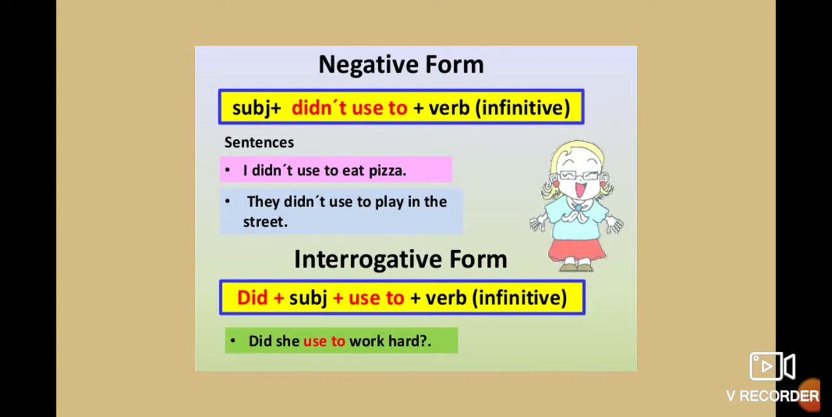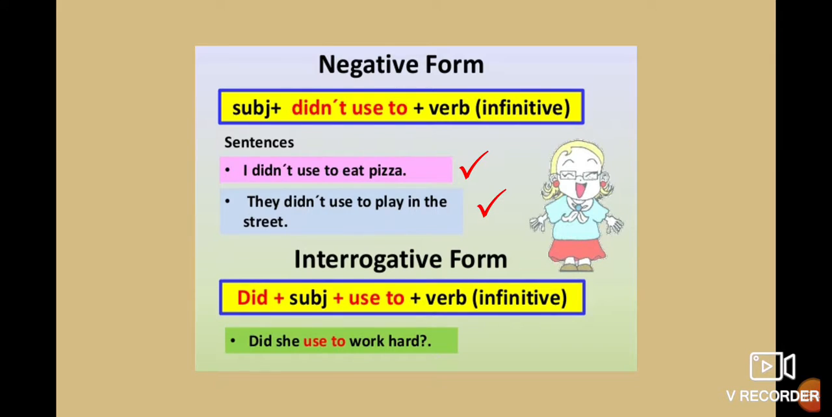Negative form. Okay, we use the subject, didn't used to, that is the expression in negative, and then you have the verb in infinitive. For example, I didn't used to eat pizza. Okay, I is the subject, didn't used to is the expression, and then we have the verb in infinitive, that in this case is eat. They didn't used to play in the street. Okay, the subject, that is they, the expression didn't used to, and then we have the infinitive verb that is play.